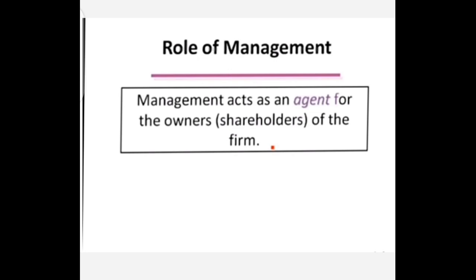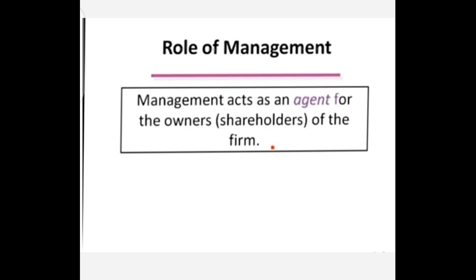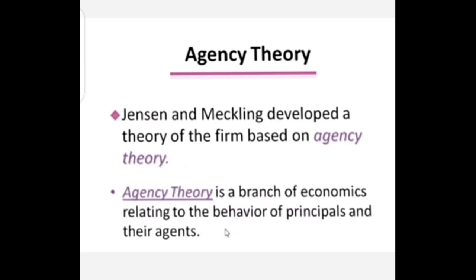Managers are the agents who work on behalf of the principals. And who are the principals? Principals are the ones who provide the financing to the firm. Management acts as an agent for the owners, the shareholders of the firm. The principals have their own goals and the managers have to work in the best interest of the principals. If the managers don't work in the best interest of the principals, then there will be agency conflicts. So what are agency conflicts?